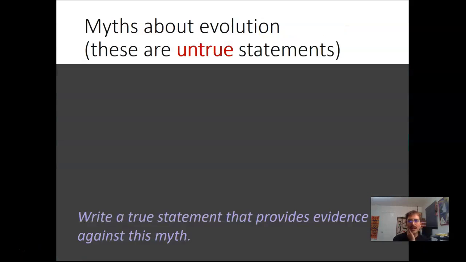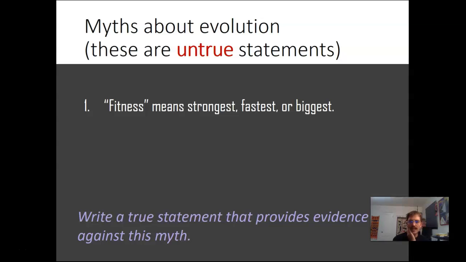All right, we're wrapping up here, and here are some myths about evolution. These are untrue statements. So number 1, fitness means stronger, faster, or bigger. No, because sometimes the slowest animals have the high fitness, like a slow metabolism, or small ones can hide more easily. Fitness can mean different things in different environments.